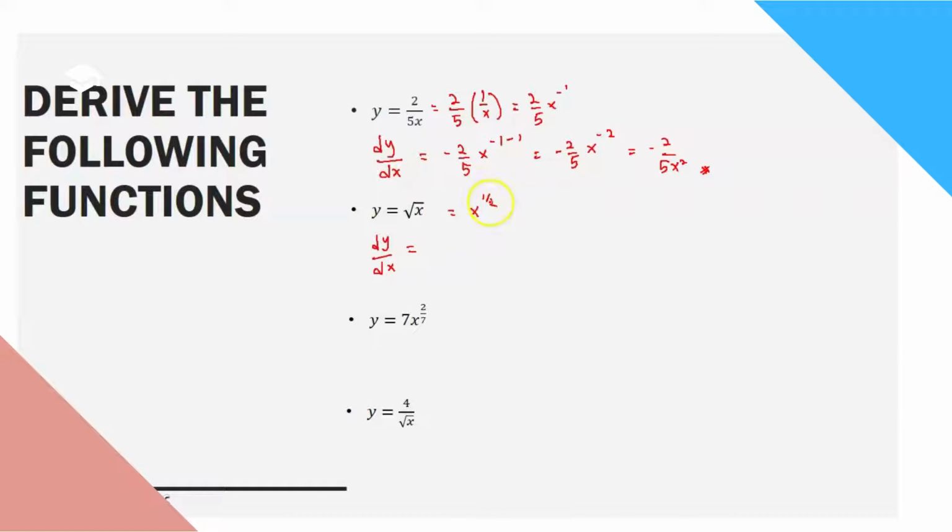The power of 1 over 2 here, we can multiply with 1. This is the invisible 1. So we have 1 over 2 times x to the power of 1 over 2 minus 1, so we have negative 1 over 2. You can make your final answer 1 over 2 square root of x, since this is x to the power of negative 1 over 2. When we change the index, we have the square root of x as the denominator part.